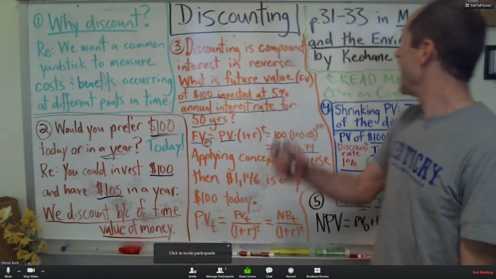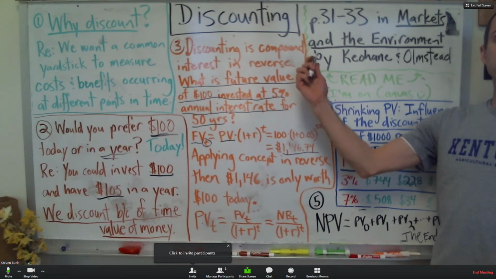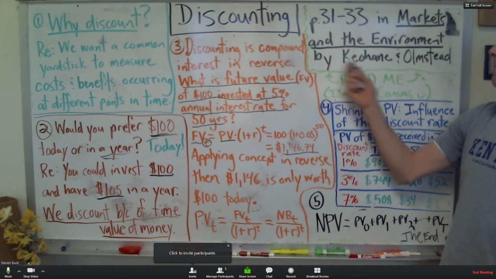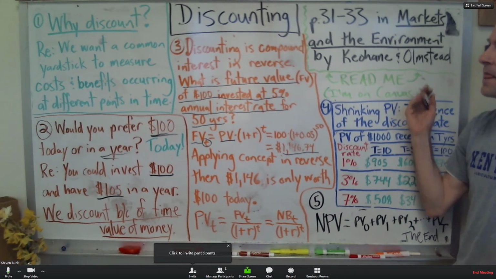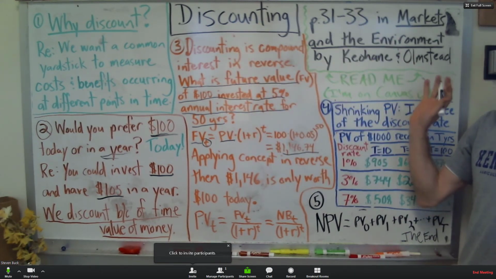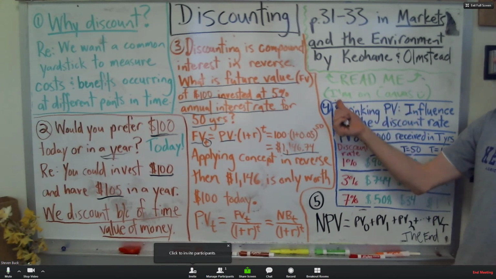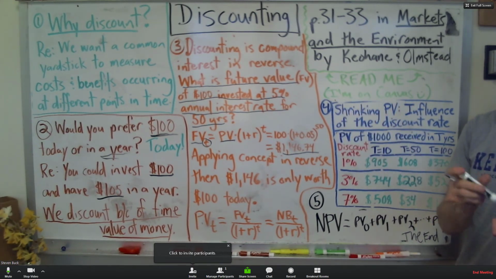Before I check out, I want to direct you to pages 31 to 33 in Markets and the Environment by Keohane and Olmstead. This summarizes this. It's a short 3 pages. Read it. You can find it on Canvas.